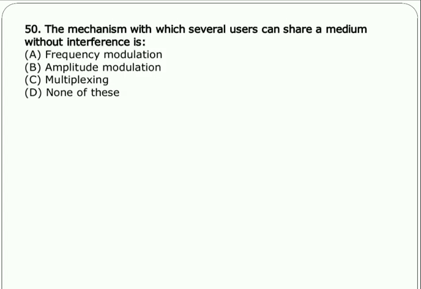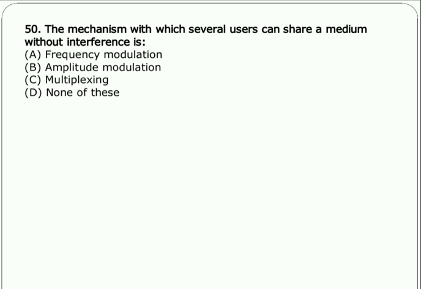The mechanism with which several users can share a medium without interference is called multiplexing. Multiplexing is a method by which multiple analog or digital signals are combined into one signal over a shared medium. The aim is to share an expensive resource. For example, in telecommunications, several telephone calls may be carried using one wire. So this is an example of multiplexing.